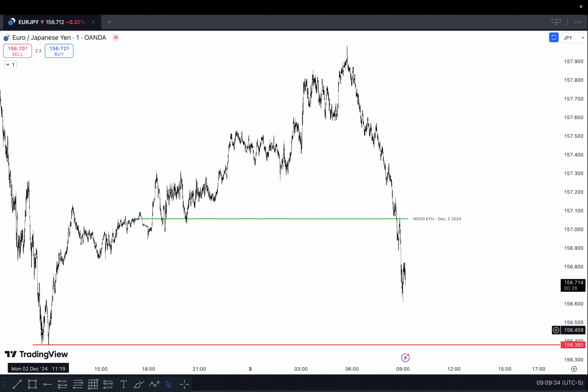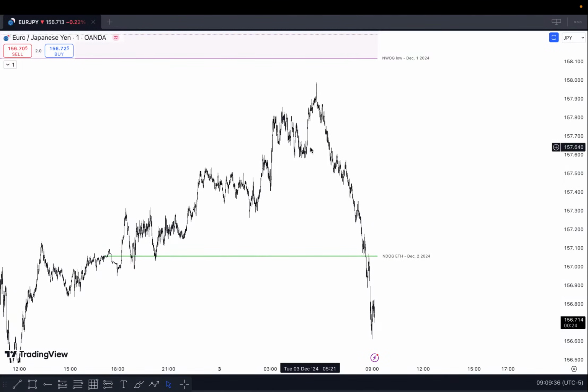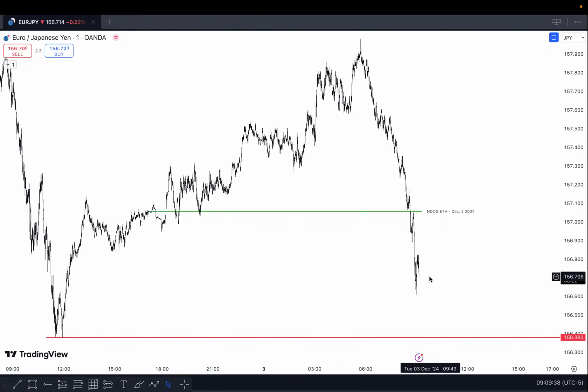See, original consolidation here. Okay, and all this is a market maker sell model going on. There are accumulations here. The distribution is going on.